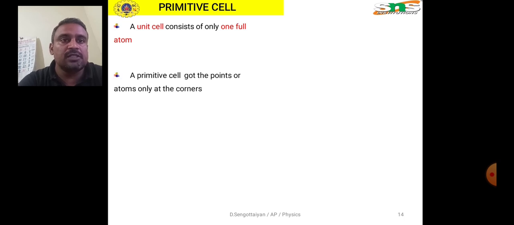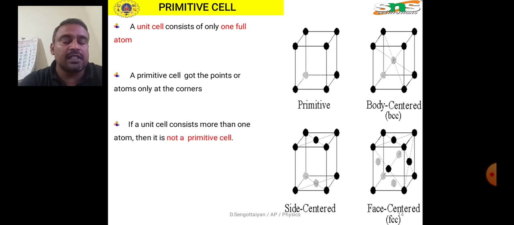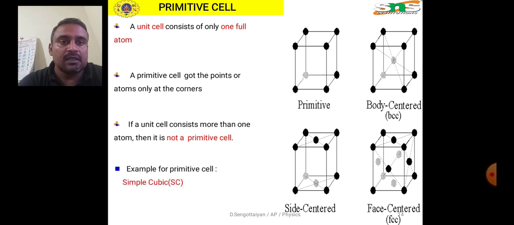So then the next title is primitive and non-primitive cell. If the lattice points are at the corners only, that is called a primitive cell. In case there is more than one lattice point, that is called a non-primitive cell. The example for primitive is simple cubic, which normally has lattice points at the corners only. Examples for non-primitive cells: body centered cubic, face centered cubic, and base centered cubic. If a unit cell consists of more than one lattice point or atom, that is called a non-primitive cell.